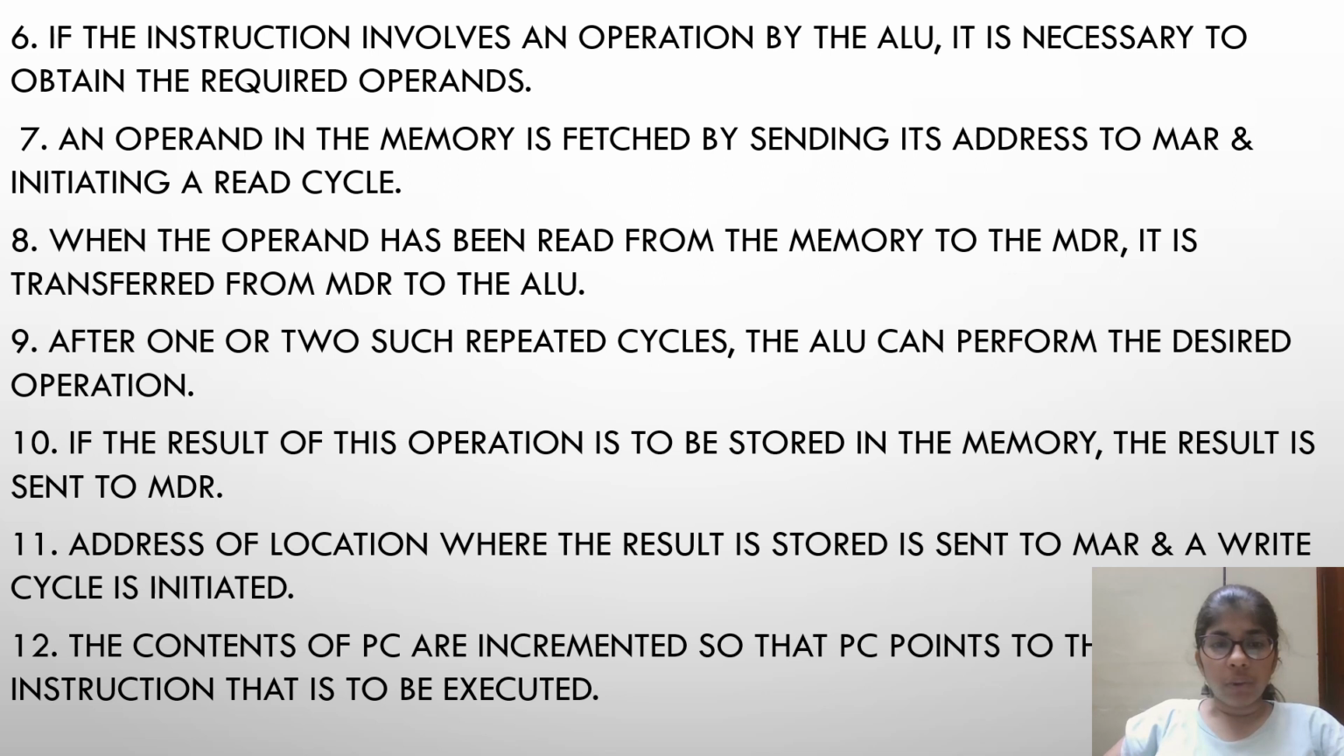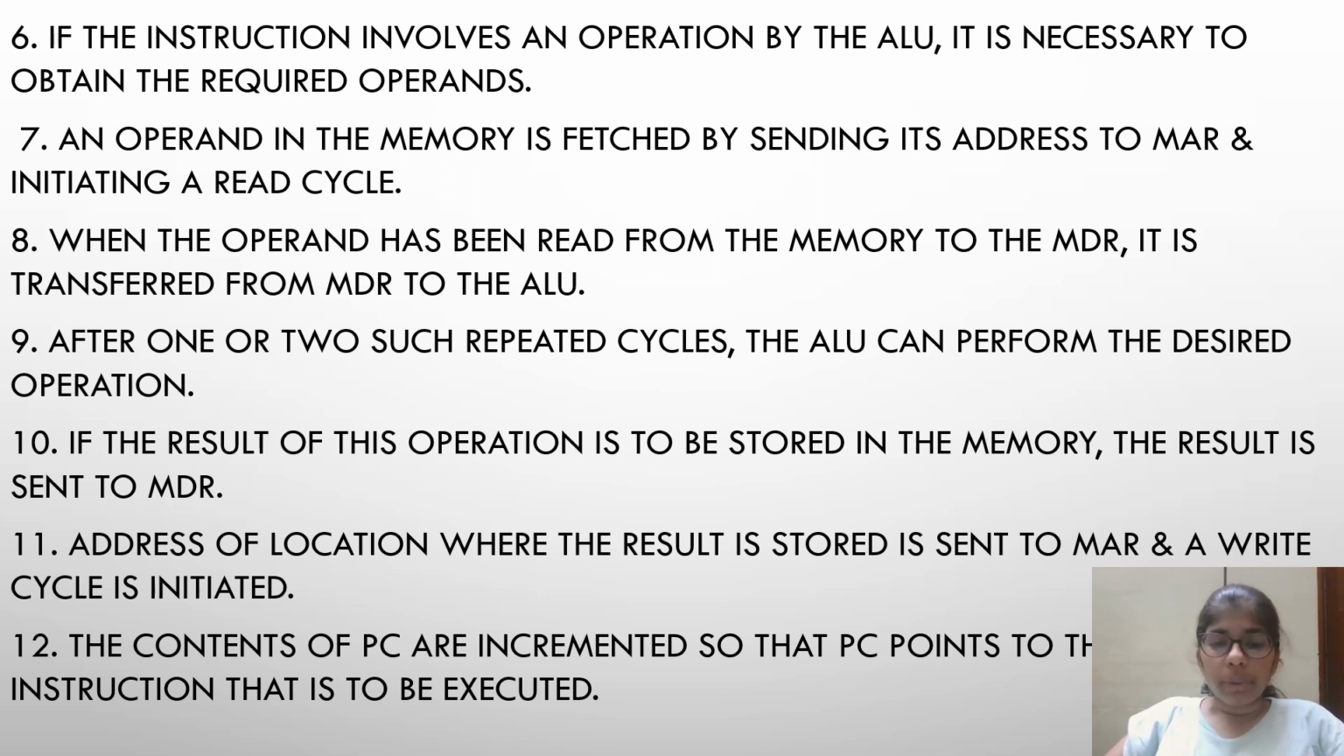If the instruction involves an operation by the ALU, it is necessary to obtain the required operands. An operand in the memory is fetched by sending its address to MAR and initiating a read cycle. When the operand has been read from the memory to the MDR, it is transferred from MDR to the ALU. After one or two such repeated cycles, the ALU can perform the desired operation.